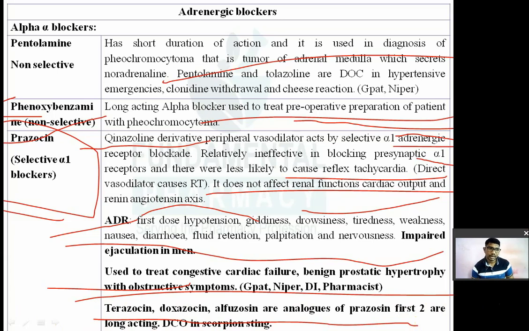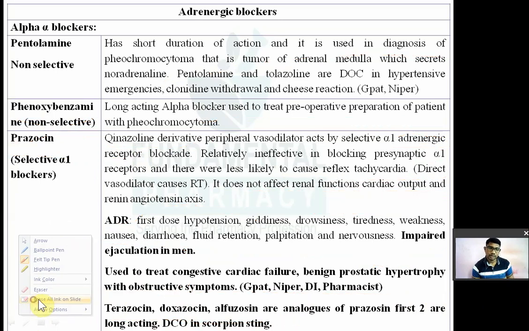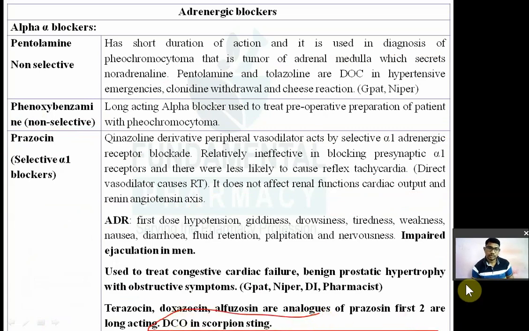ठीक है, याद रखो यहाँ पे प्राजोसिन जो है is a drug of choice in the scorpion sting. अगर आपको बिच्छू ने काट लिया तो उसमें ड्रग ऑफ चॉइस कौन सा है? स्कॉर्पियन स्टिंग में ड्रग ऑफ चॉइस प्राजोसिन. Prazosin is a drug of choice in case of scorpion sting. ये ठीक है, याद रखो.